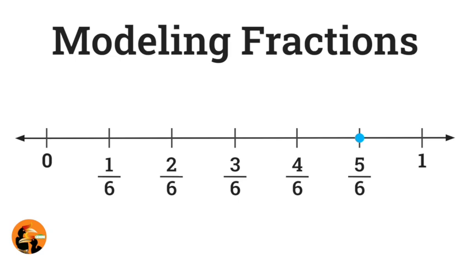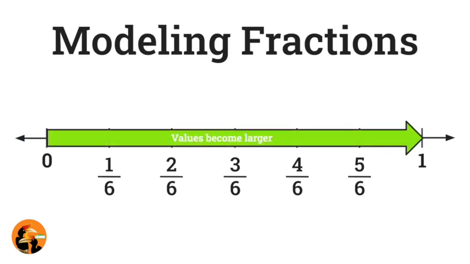Using a number line, you can show any fraction you need by dividing the number line into the correct number of sections. Now, how does this number line help us compare fractions? As you move right on a number line, the values become larger. As you move left on a number line, the values become smaller. Let's do some example problems next.